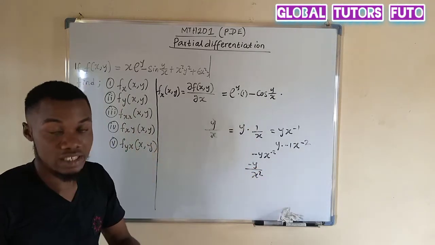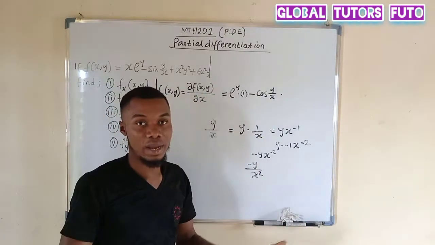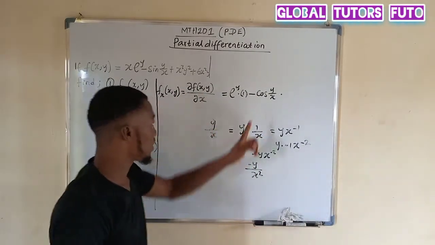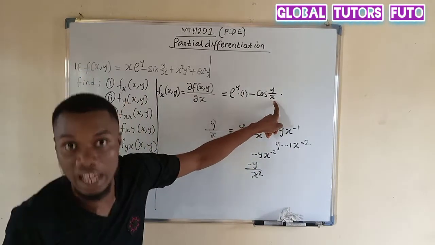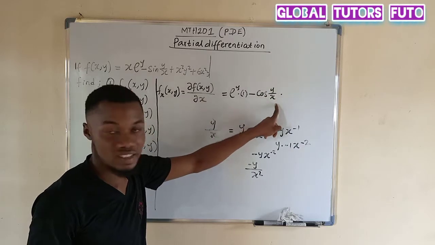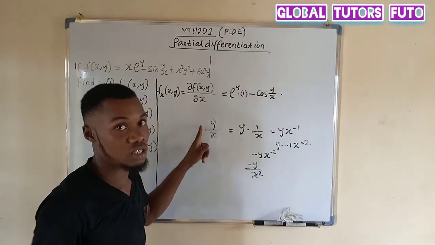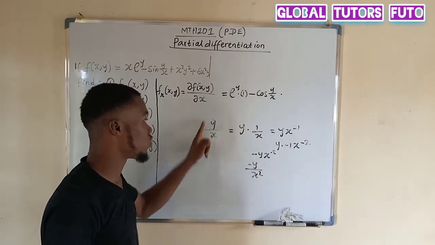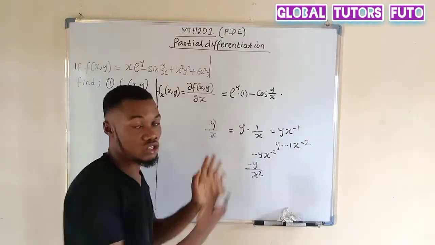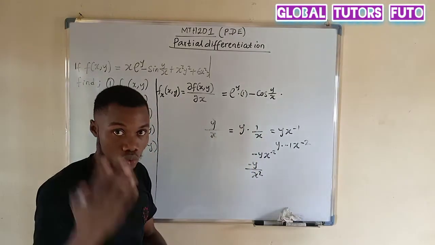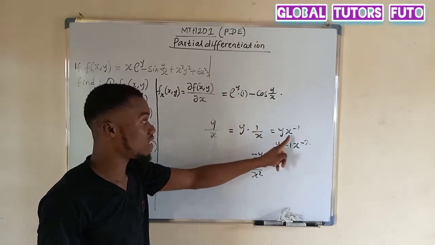Okay, don't forget, in partial differentiation, if you're working with respect to x, y is automatically a constant. Don't forget, whenever you differentiate any trig function, the next thing you do is that you must differentiate the angle. So our angle here is y over x. I brought it out, y over x. My constant is y because I'm working with respect to x. So let me arrange it in such a way that it will be very easy for me to work on. So this is my y times 1 over x. So 1 over x is the same as x to negative 1.